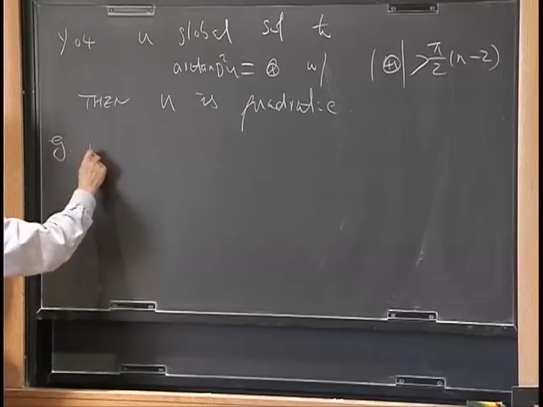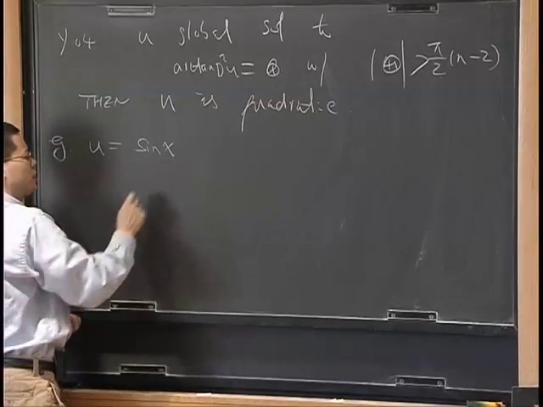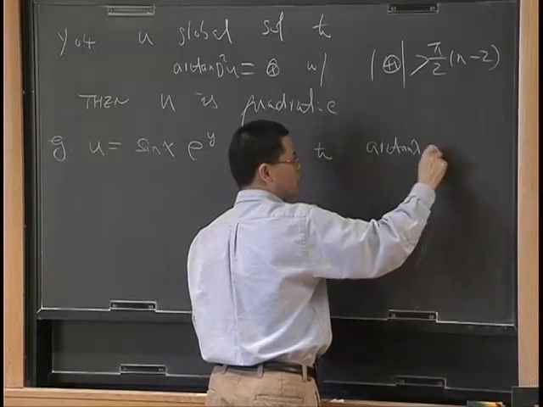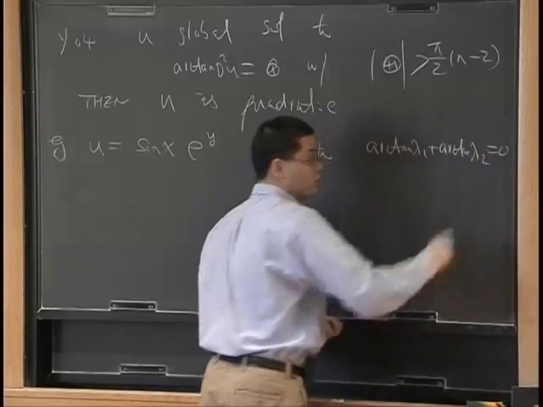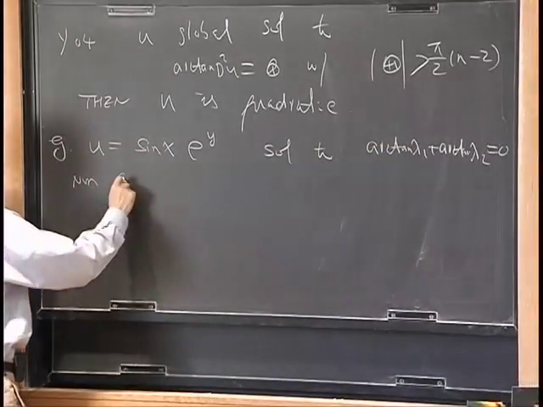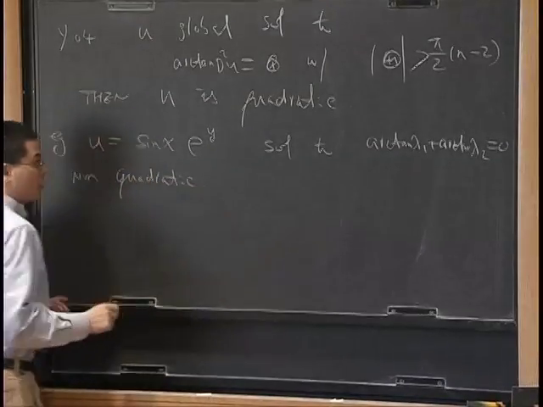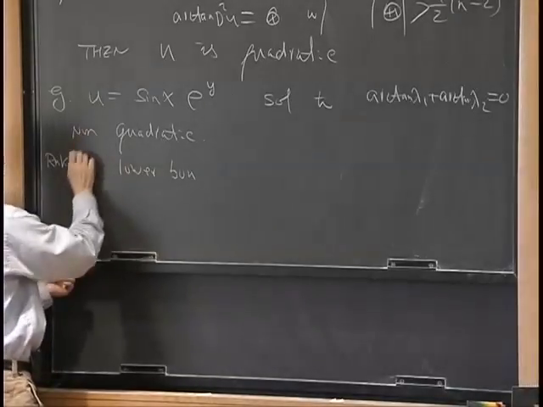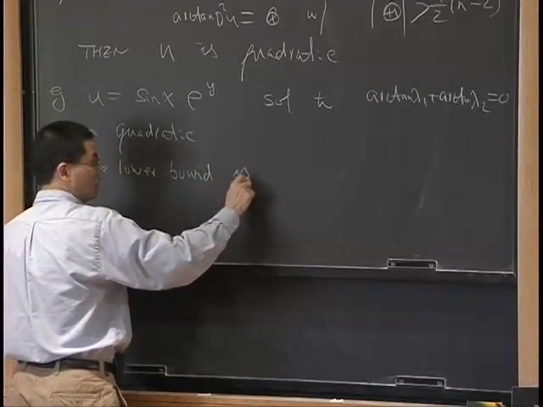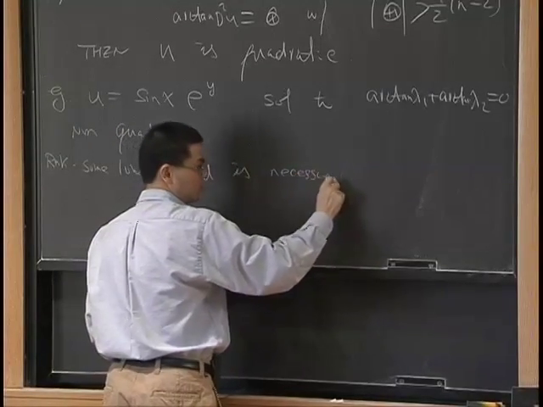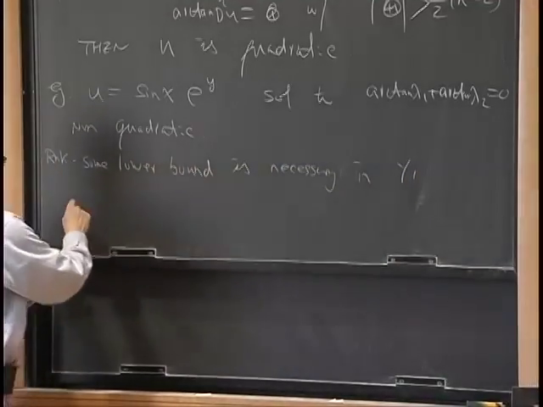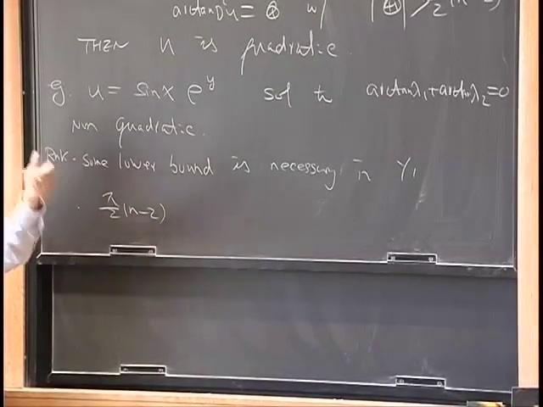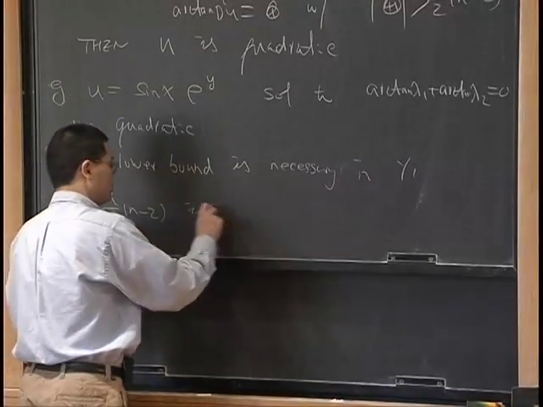Okay, quick example. Let's say U equals, let's throw in a harmonic function, sine x e to the y. So it's a solution to arctangent lambda 1 plus arctangent lambda 2 equals 0, yet it's not quadratic. What's wrong? That shows some lower bound is necessary, and the phase, if you miss it, the maximum pi over 2 times n is critical.